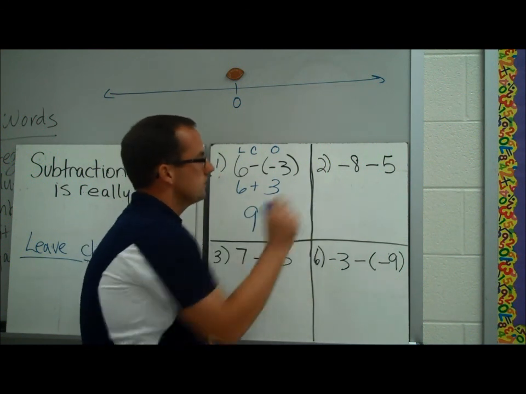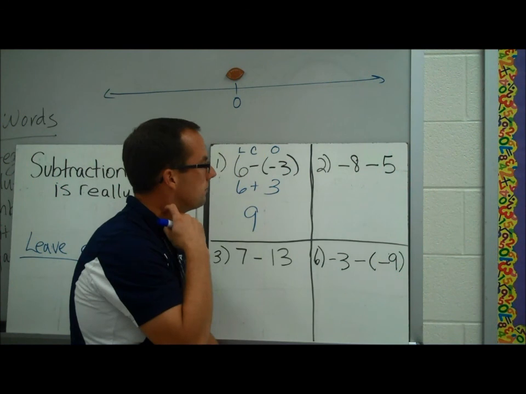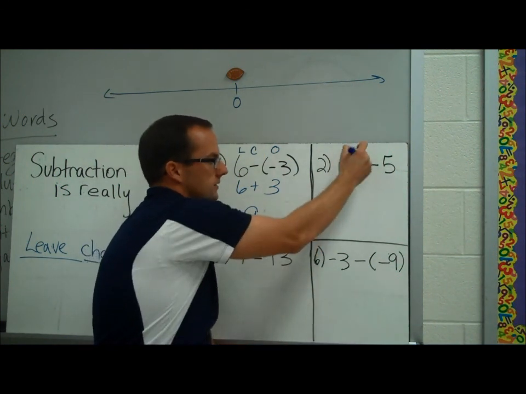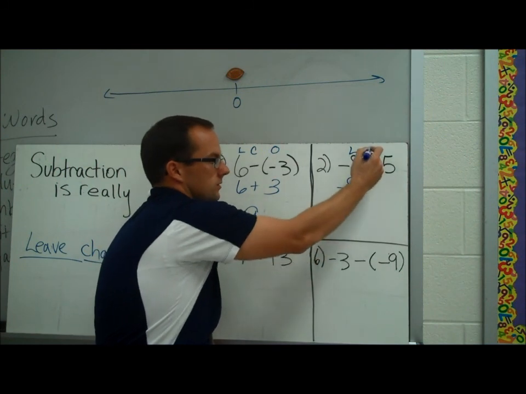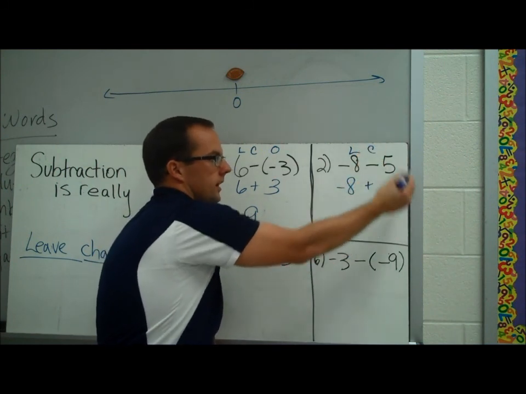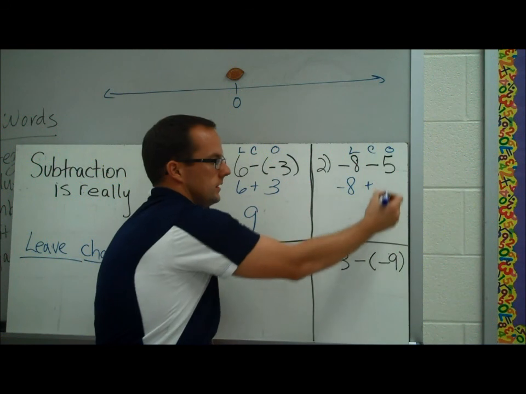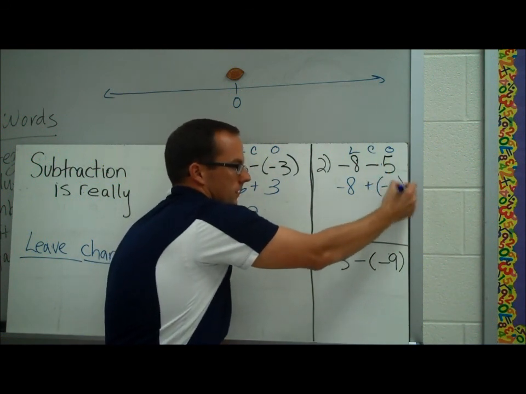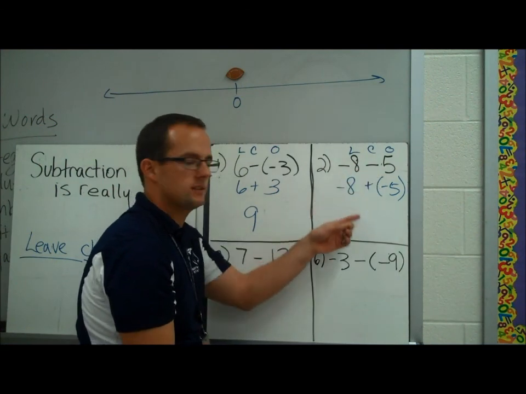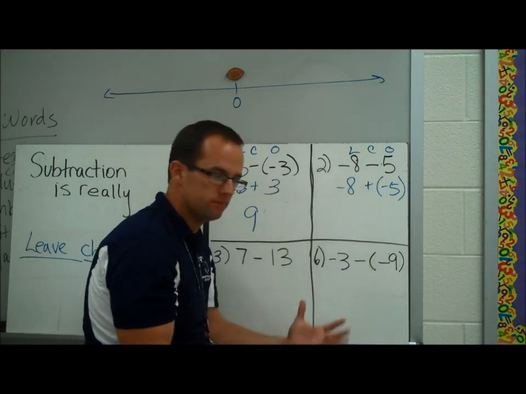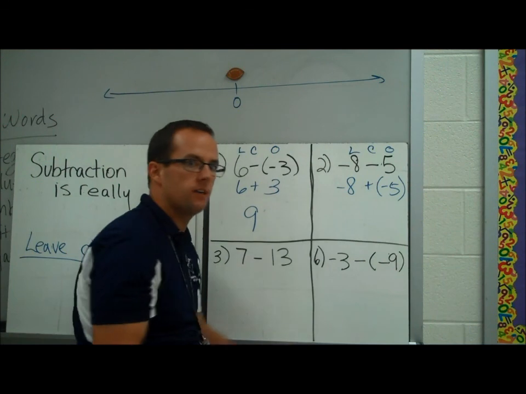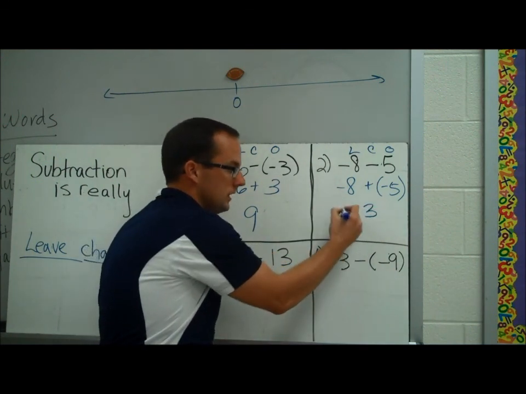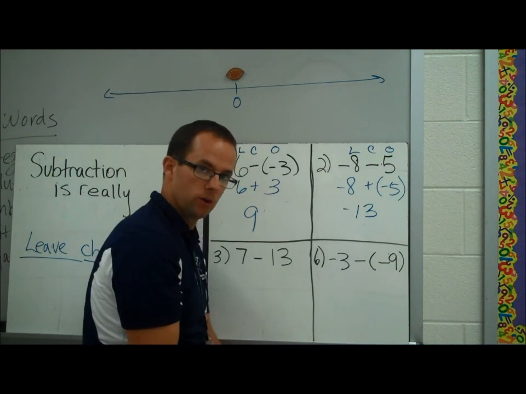Okay? This is number 2 on the practice problem there, or it might be mixed up a little bit, but just follow along. I'm going to leave this negative 8. I'm going to change this to addition, and I'm going to change this to the opposite. So the opposite of positive 5 is negative 5. So if I'm subtracting 5, that's the same as adding negative 5. Okay? Negative 8 plus negative 5, remember our addition rules. We add them together, we get 13, and we make it negative, because it's more negative.